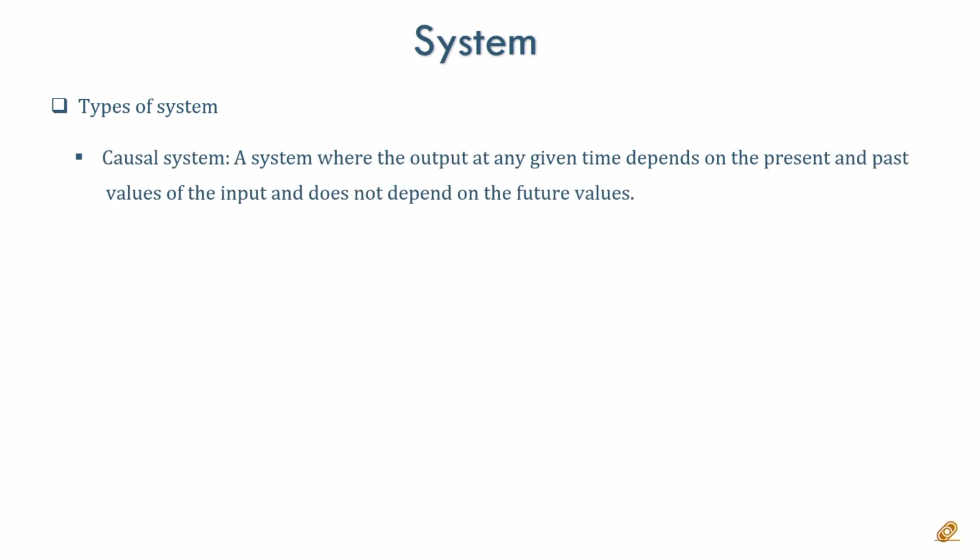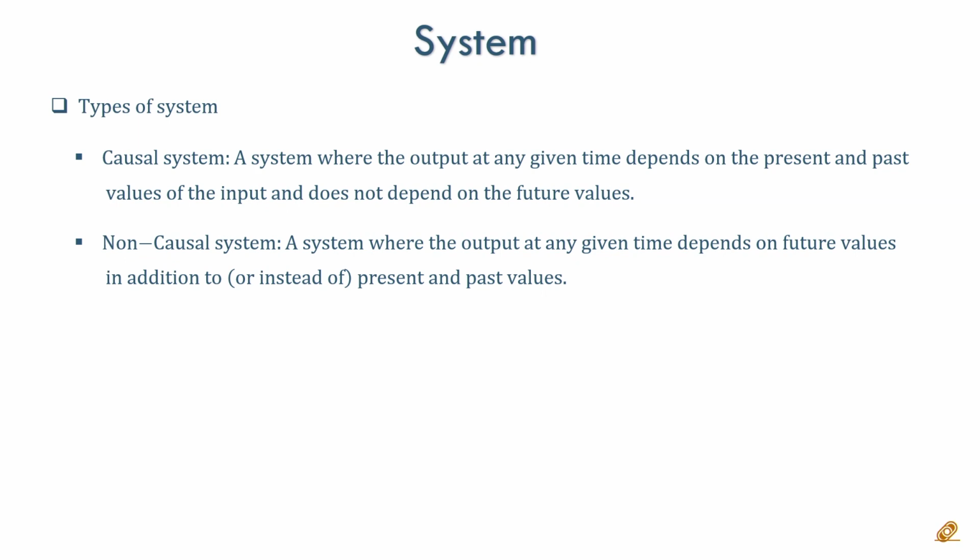Next, we have a causal system. What is a causal system? A system where the output at any given time depends on present and past values of the input and does not depend on the future. Whatever input you are giving to the system, the output of the system should depend only on the present value or the past value or both. It cannot depend on the future. Then we say that the system is causal.